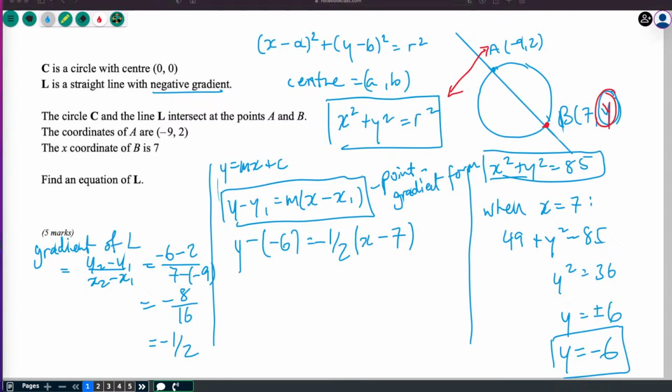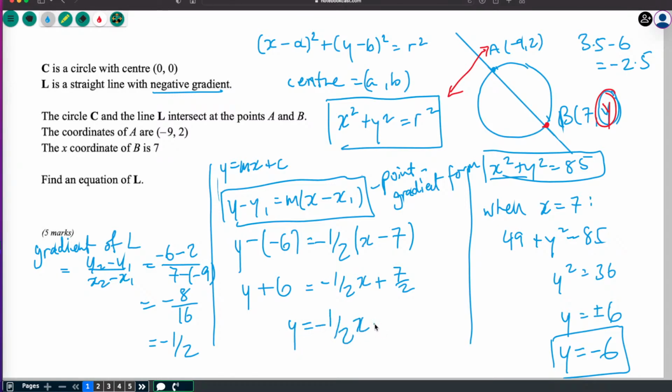Which is really useful in this situation. Okay, then if we expand those brackets out, we get negative half x plus 7 on 2. And 7 on 2 take 6. That's like 3.5 take 6. What's the difference there? Well, the difference is 2.5 and it'll be a negative because we're going less than 0. So this simplifies to y equals negative half x take 2.5 or 5 on 2. Same thing. 2.5 or 5 on 2 are the same.